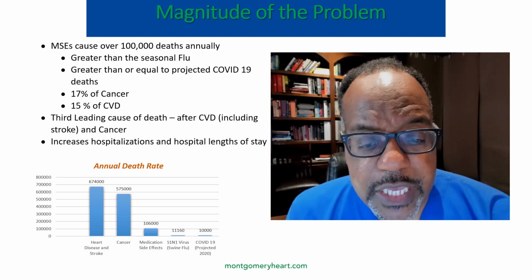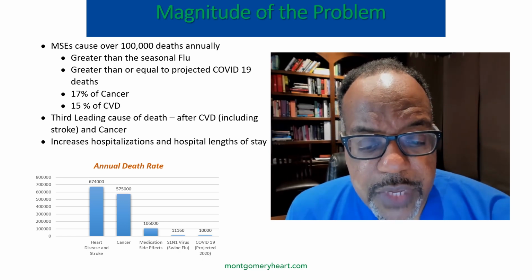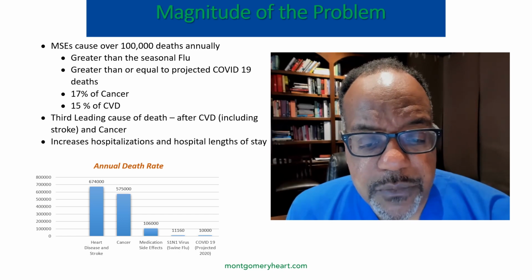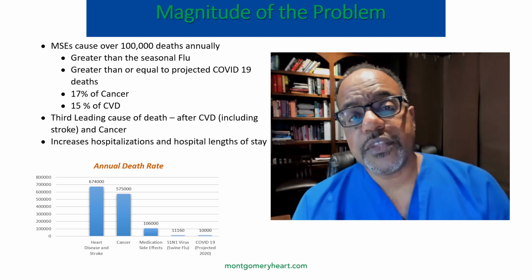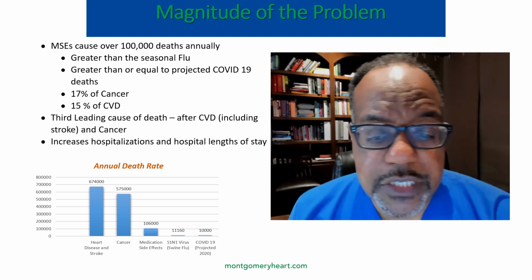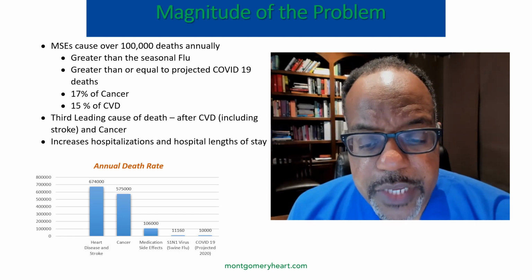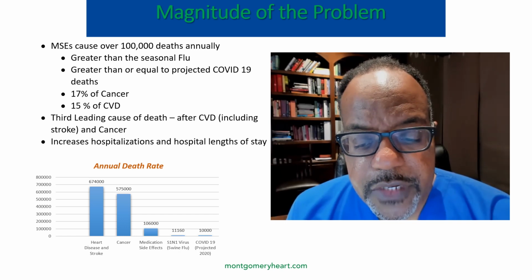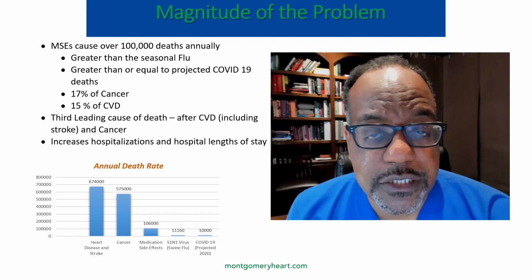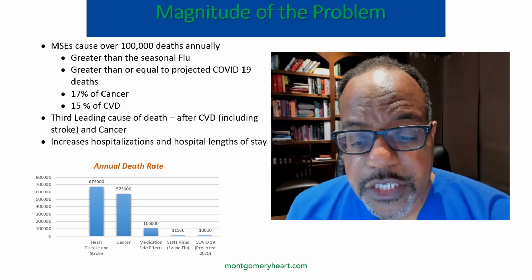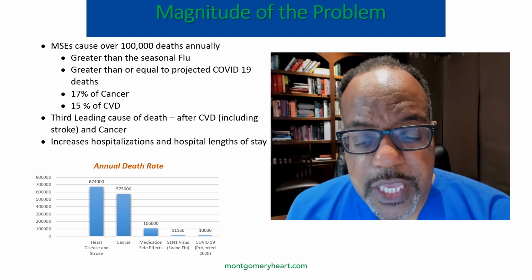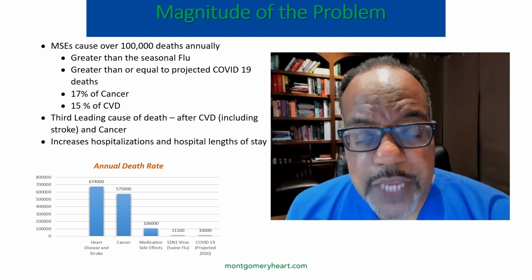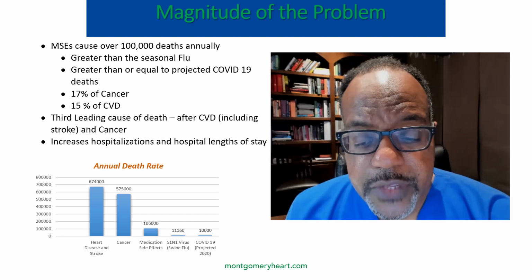Here's some graphical data showing the annual death rate of cardiovascular disease somewhere between 600,000 and 700,000, cancer being between 500,000 and 600,000. And there in third place, you see medication side effects, and your seasonal flu and possibly COVID-19 are probably even equal to that, or at the lower end, a small fraction. These causes of death fluctuate each year as far as with the flu. H1N1, the swine flu, is one example in 2009.